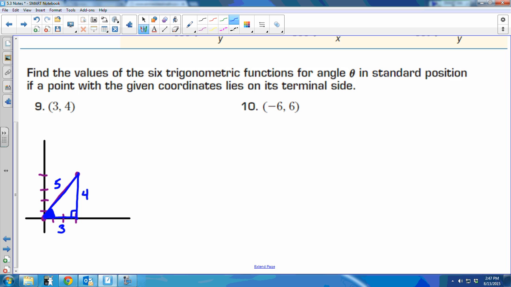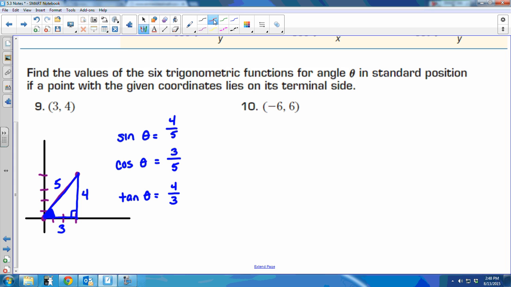So now we're just going to find sine, cosine, and tangent, and then the reciprocals just by looking at this triangle. So sine of some angle we don't know, so we call it theta, is opposite over hypotenuse. So that's 4 over 5. Again, we're looking at the angle I shaded in. Cosine is adjacent over hypotenuse. So that's 3 over 5. And tangent is opposite over adjacent, so 4 over 3.